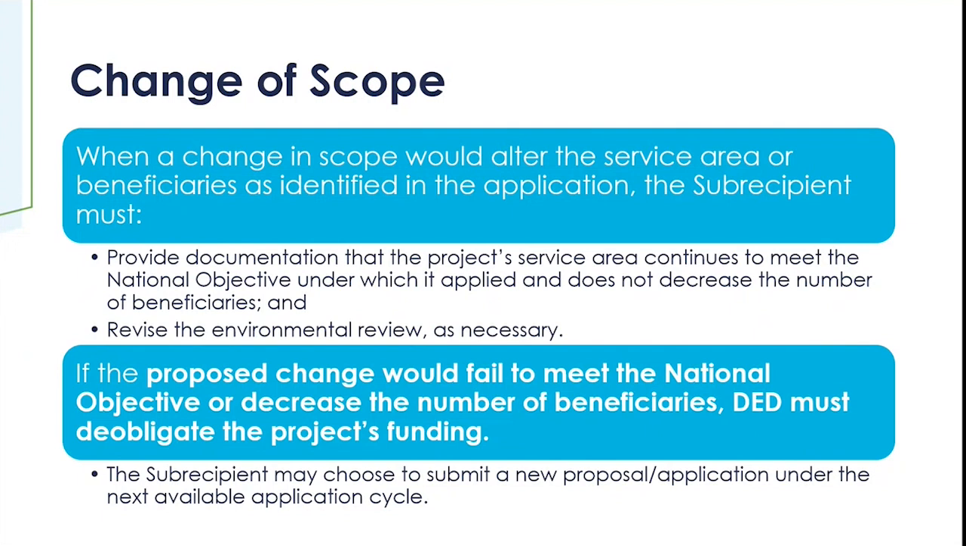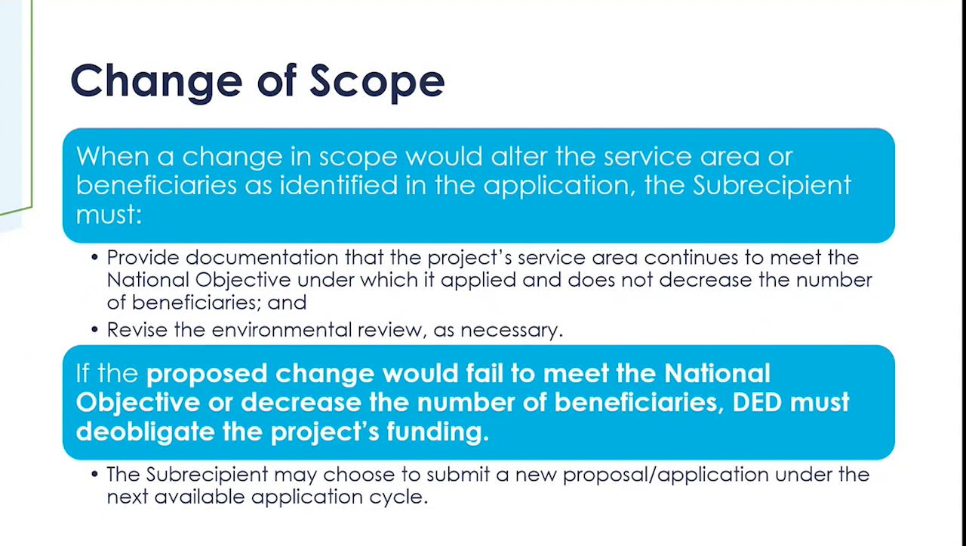So again, as mentioned previously, all projects must meet a national objective. Therefore, if the service area does change due to a change in scope, there must be documentation provided to show that the new or revised service area does continue to meet the national objective under which the application was first approved. Okay, so if the intent was to meet an LMI national objective and the service area changes, there must be documentation to show that the LMI national objective will still be met.